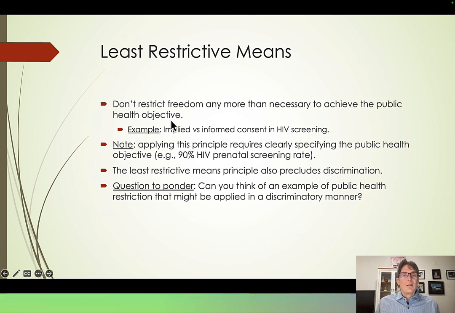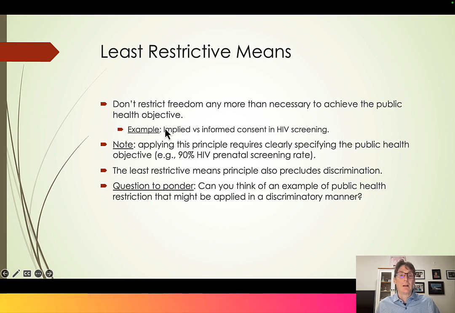Now, the reason that this is an ethical issue is that obviously it's better to have more people get screened for HIV than fewer people, and especially in this context of perinatal screening. And yet, obviously, informed consent is less restrictive to the freedom of the individual than implied consent. And so from the point of view of least restrictive means, you would prefer to do informed consent rather than implied consent. And from the point of view of that principle, the only reason to have implied consent as a policy would be if you just didn't get a high enough rate of prenatal screening. So suppose you got a really low rate of screening with informed consent, but a much higher rate with implied consent, then that potentially could be an argument under the least restrictive means criterion for why you would do implied consent instead.